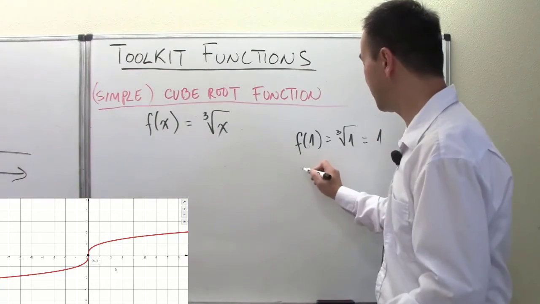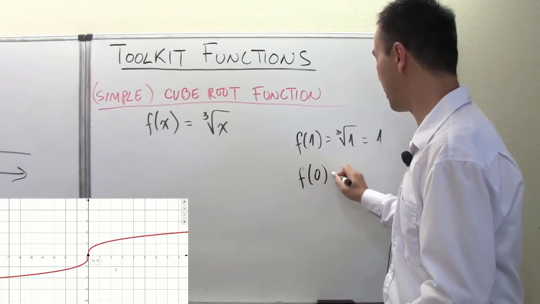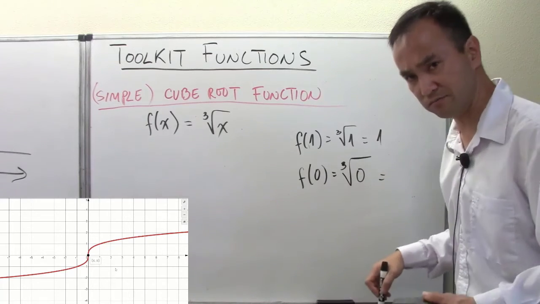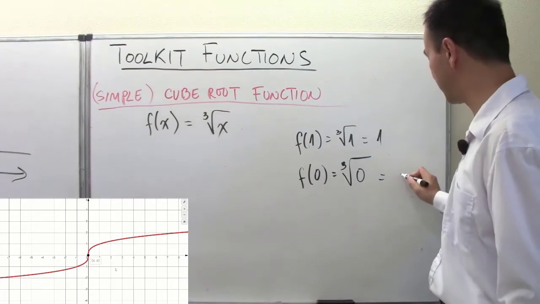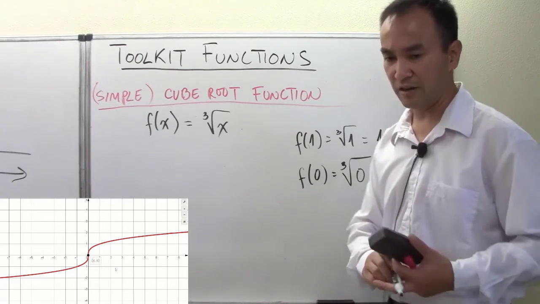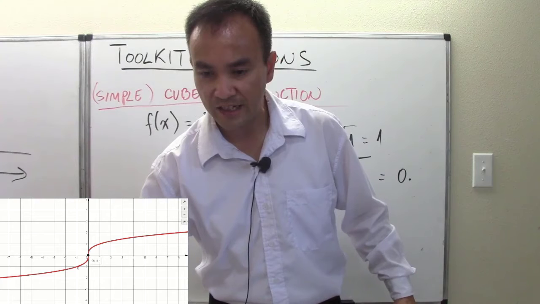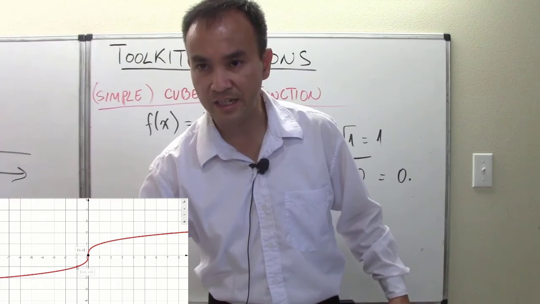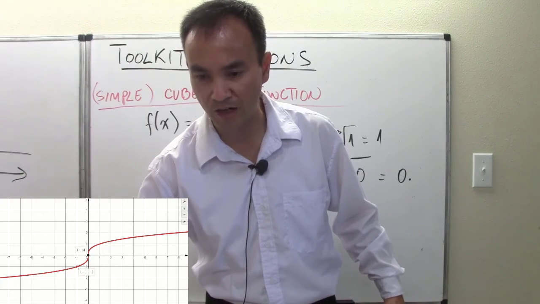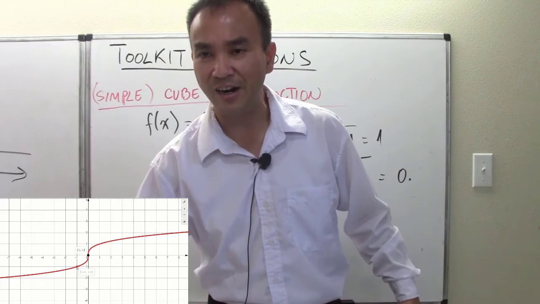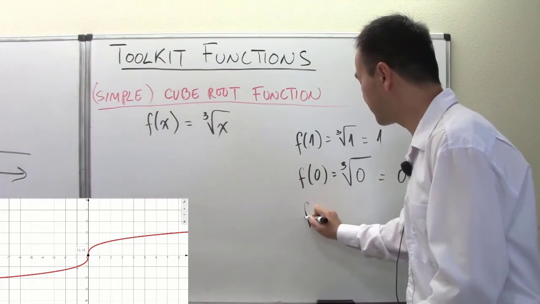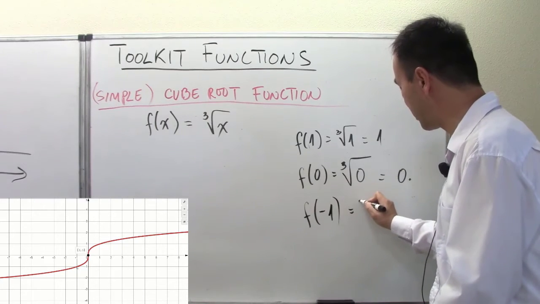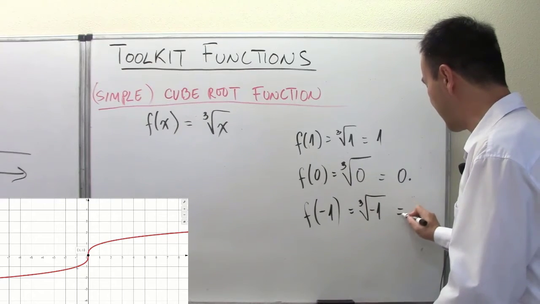This is because when the function takes input 0, the rule of the function says we take the cube root of 0. And there's nothing problematic about the cube root of 0. The answer is 0. That's the reason why we have this point right here. And then cube root of -1. Cube root of -1 is -1, so we have that point right there, -1 comma -1 on the graph. The function with input -1 gives me cube root of -1, and that is -1.